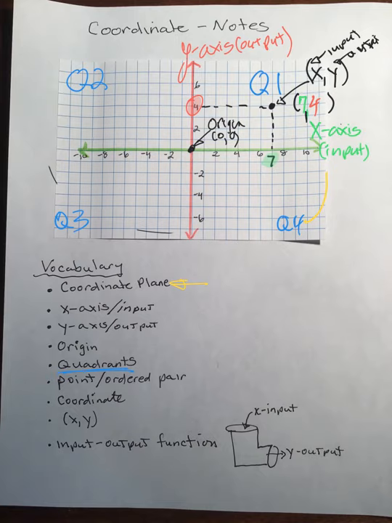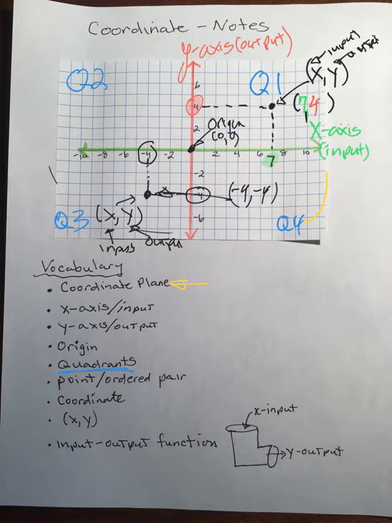Let's look at another one. Let's look at this ordered pair. So what are its coordinates? So we want to look at the input and we want to look at the output. So the input is the x-axis. So we want to follow it up to see what the input is. So the input is negative 4. So this point is negative 4. And then we want to follow it over to look at the output. So the output is also negative 4.